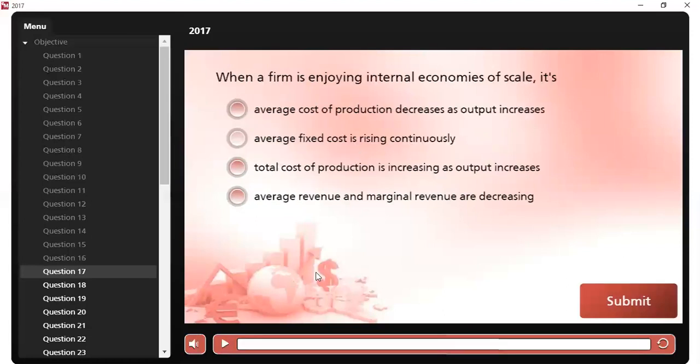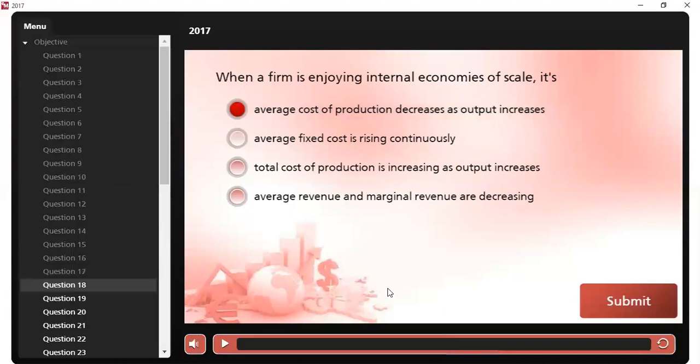Okay, question number 17. When a firm is enjoying internal economies of scale, its average cost of production decreases as output increases. So average cost of production has to decrease as output increases. So the right answer is A.